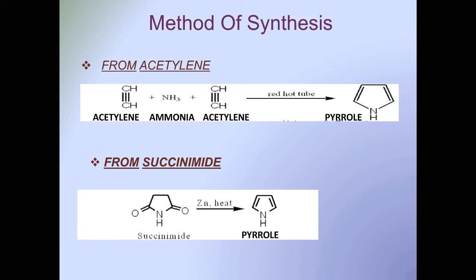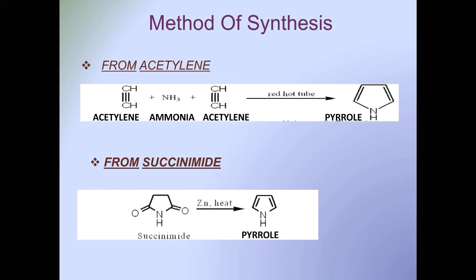The next one is from succinimide. Here the pyrrole is obtained by the distillation of succinimide over zinc dust. Firstly, succinimide undergoes enolization and forms its enol form, which further undergoes zinc reduction and gives the pyrrole molecule. So this was from succinimide.